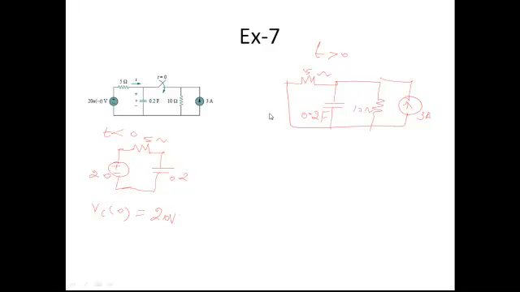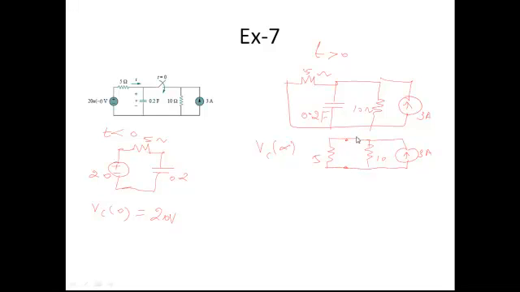Now, you have to find out Vc of infinity from the second circuit. You got Vc of 0 from the first circuit. Now this 20 volts will be acting as an initial voltage to this capacitance. We need to find out what is the final voltage across the capacitance. So to find the final voltage across the capacitance, again we assume the steady state condition. So if you assume steady state condition, your circuit is simplified as 5 ohms and 10 ohms in parallel with a 3 ampere source. So you have to find out what is the voltage across this one.